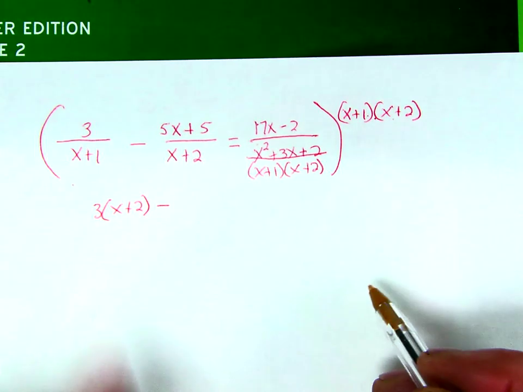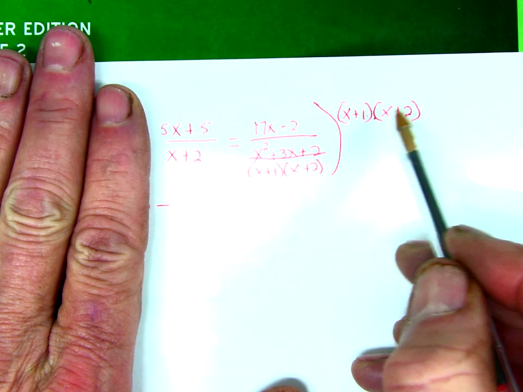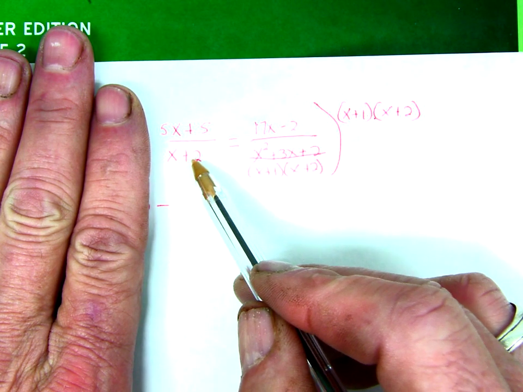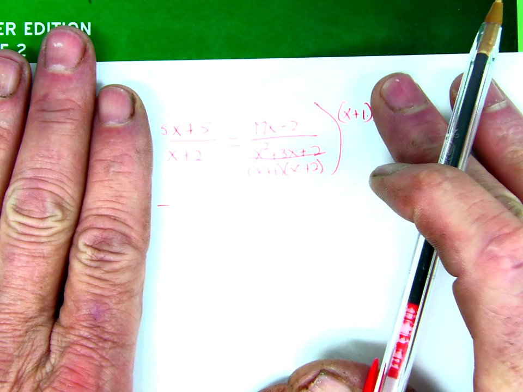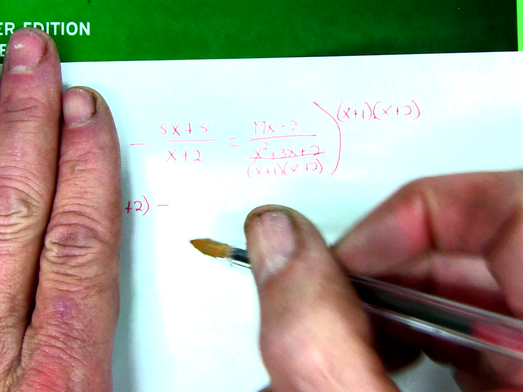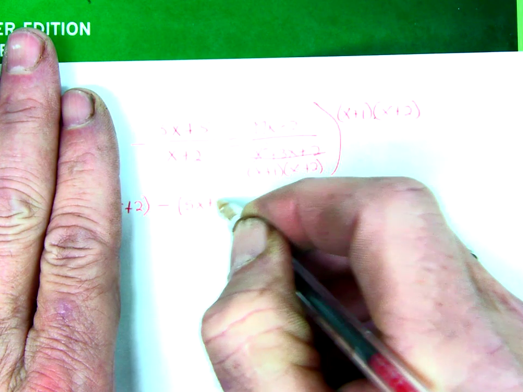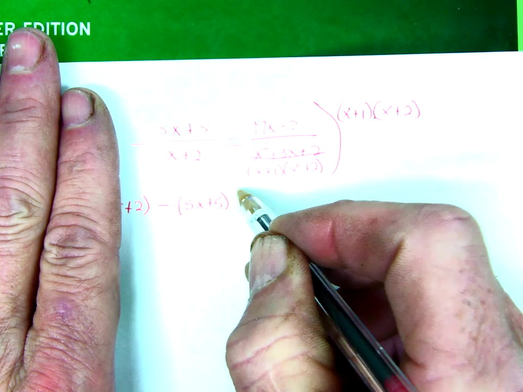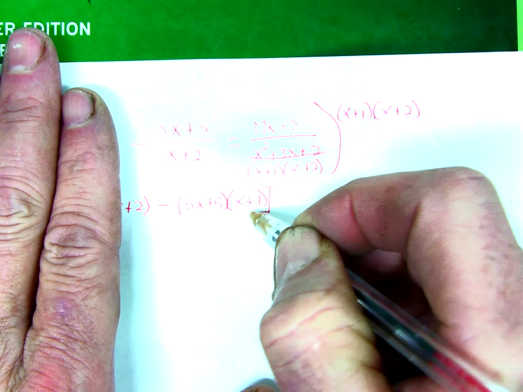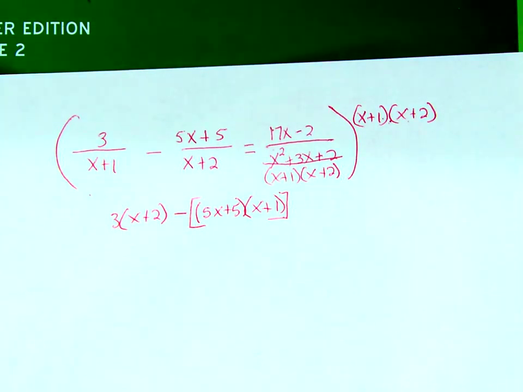Minus. Now when I multiply this fraction by that, I end up with an x plus 2 on top, an x plus 2 on the bottom. So the x plus 2's are going away, and I'm left with 5x plus 5 times x plus 1 minus 5x plus 5 times x plus 1. That's going to go in brackets because of this minus sign. Equals.